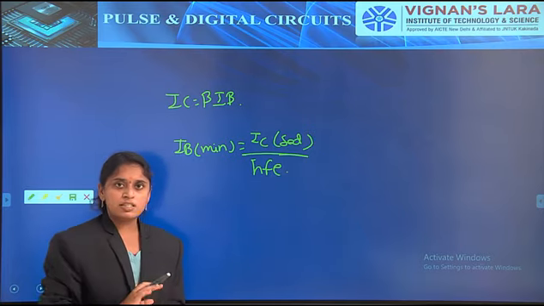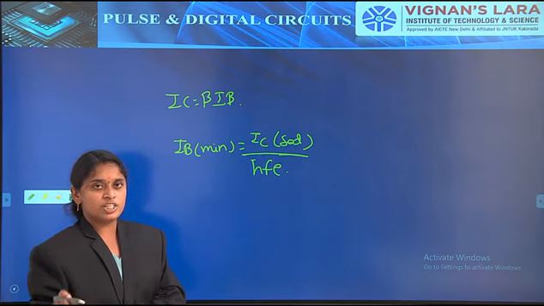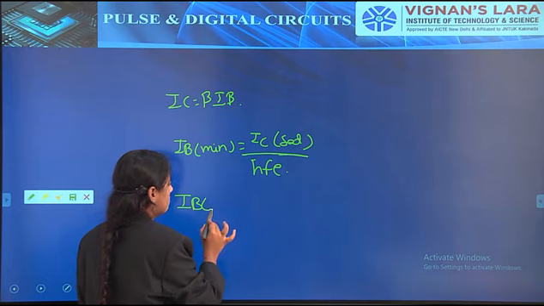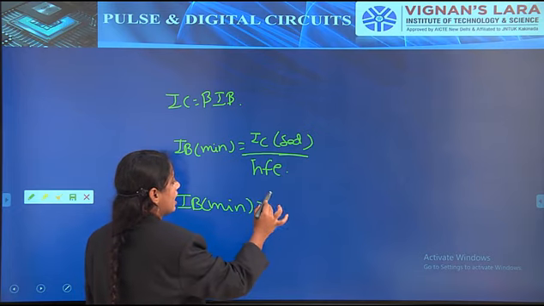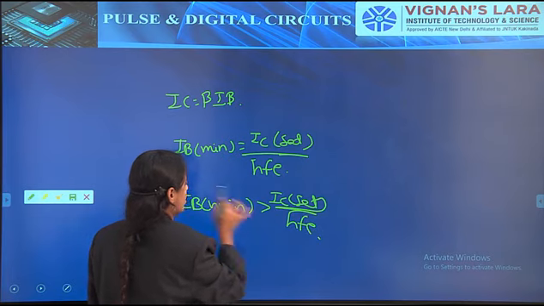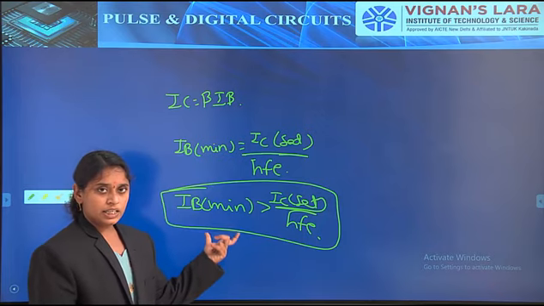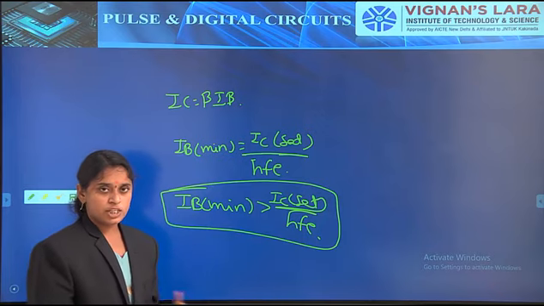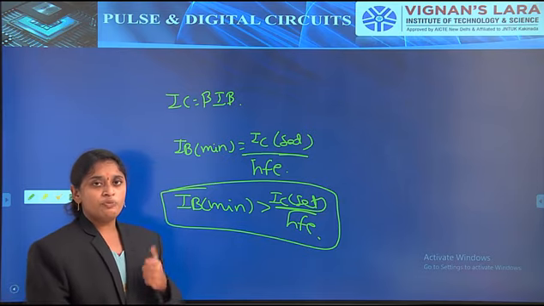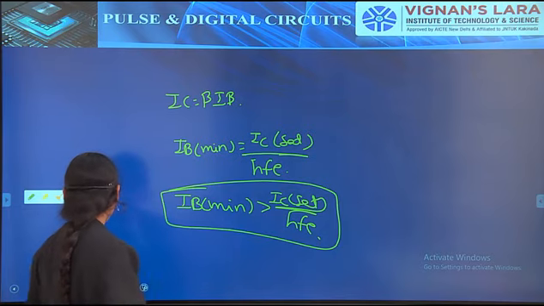So when the transistor goes to the saturation region, it satisfies this condition: IB minimum must be greater than IC sat by HFE. This is very important from the current point of view. When the IB current increases compared with IC sat by HFE, only then does the transistor move to the saturation region. So when the transistor moves to the saturation region, we have to check what the output condition is.